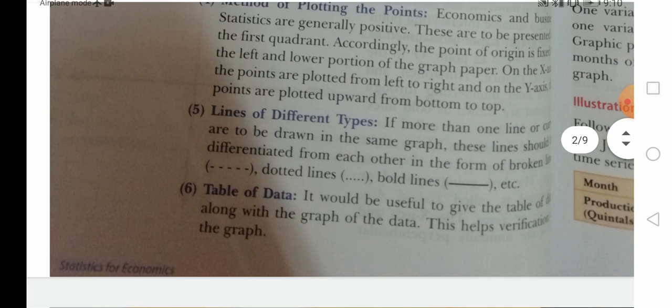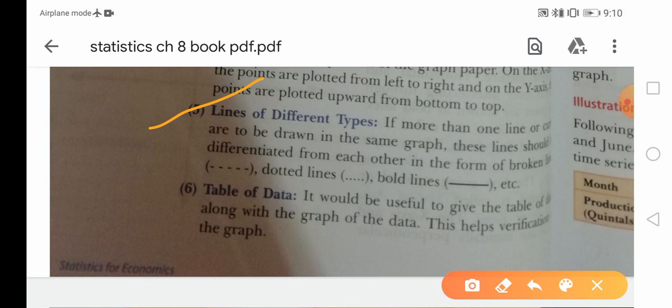Fifth rule of graph making is lines of different types. If more than one line, or two lines, are to be drawn in the same graph, these lines should be differentiated from each other by creating different types of line. Like you can use the broken line or the dotted line or the simple bold line, or you can use different color pens for having different lines on a different type of graph.